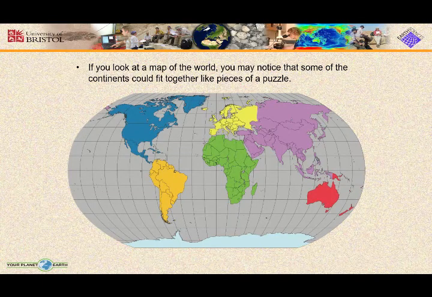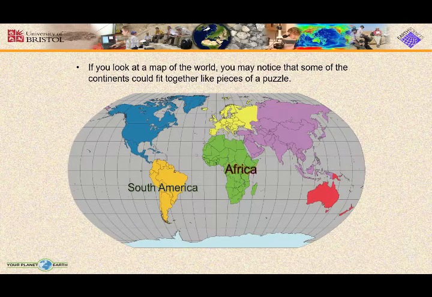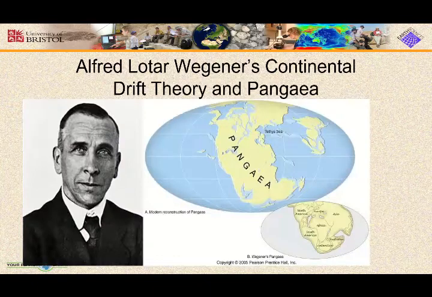Well, have you seen a world map before? Definitely yes. You have seen one. So did you notice that the eastern border of South America and the western part of Africa seem to fit together like a big jigsaw puzzle? Well, if you said yes, then you're thinking like Alfred Lothar Wegener.